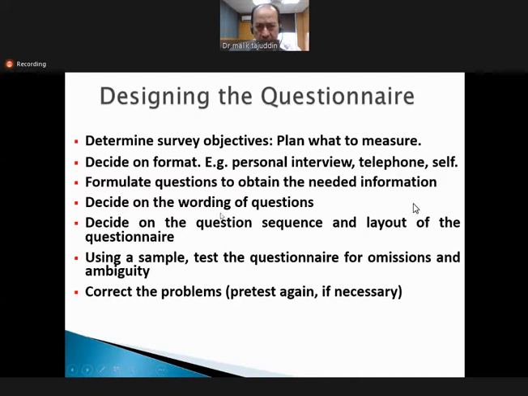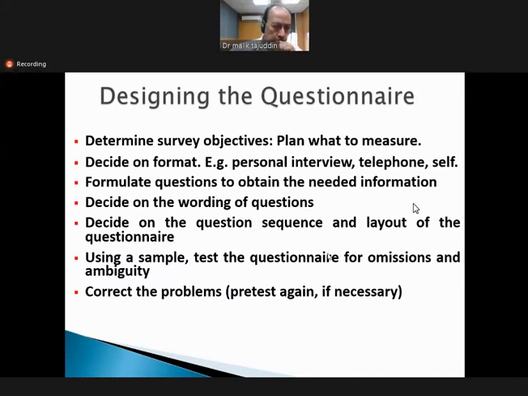Then decide on the wording of the questions, and this is very important. This will come in the forthcoming slides: how changing the words, or changing the sequence, or changing the format, affects the results. So the wording of the questions should be carefully selected and phrased. Then decide on the question sequence, which question will come first and which will come after, and what the layout of the questionnaire will be. Layout means whether it will be in the form of a leaflet, an email, a booklet, etc.